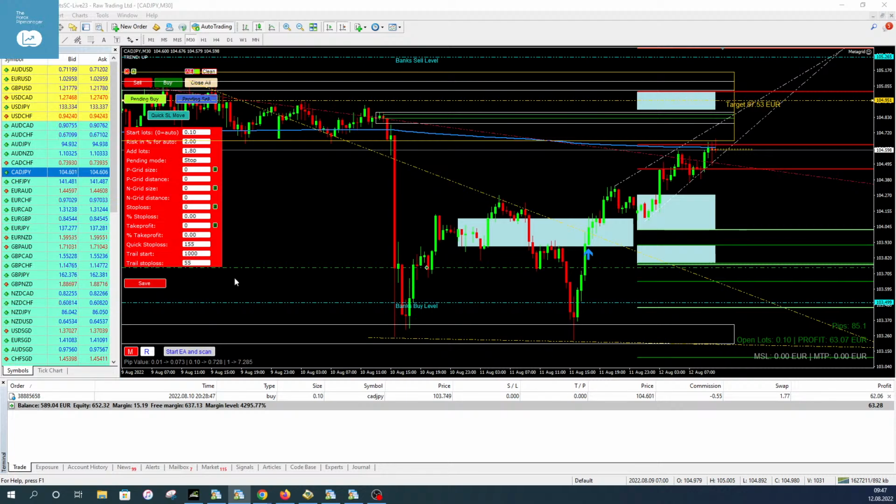You can see here I set a trail start on 1000 ticks, which is 100 pips. So my goal is that this moves 100 pips. It's at the moment in a very critical situation. I don't know if you really see the 100 pips, because if you look here, there is a lot of resistance in front of this trade.